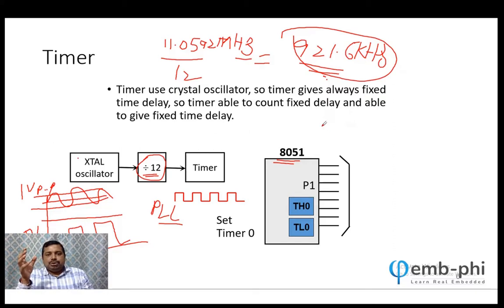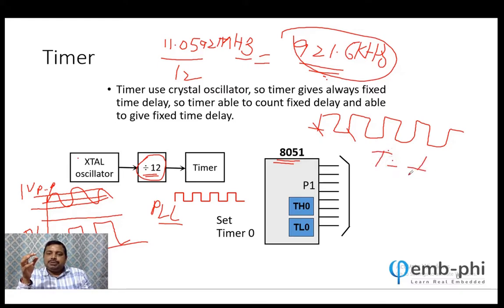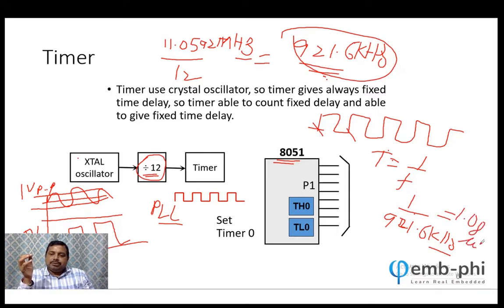If you want to know, this frequency will be something like that. Then it will be fixed. If you want to know how much time one cycle is taking, you may be knowing, time equal to 1 upon frequency. Frequency equal to 1 upon time. Just do the 1 upon that. So if you do 1 upon 921.6 kilohertz, it will give you approximately 1.08 microsecond.